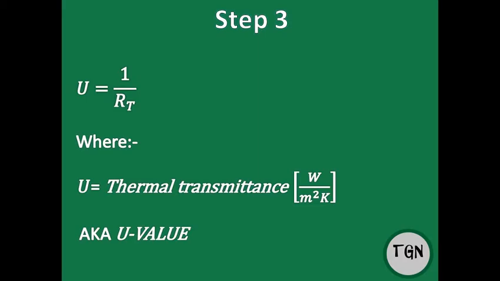Now to the final slide, step 3. The U-value can be calculated by dividing 1 by the total resistance. In other words, the U-value is the inverse of the total resistance.